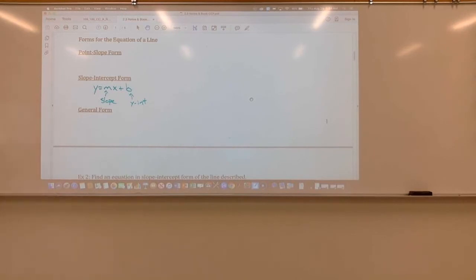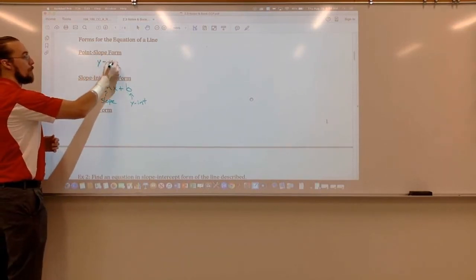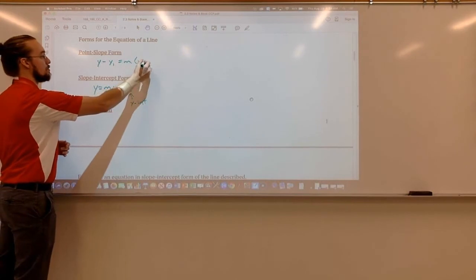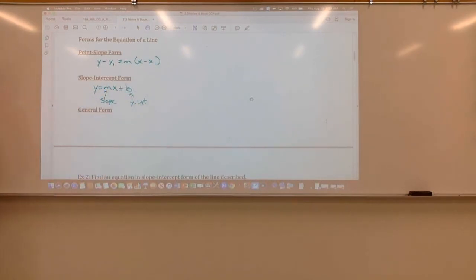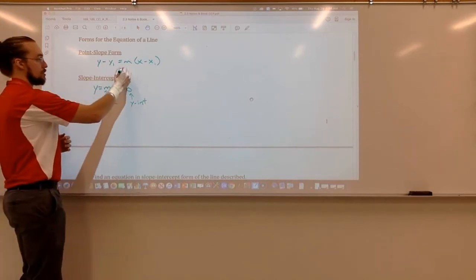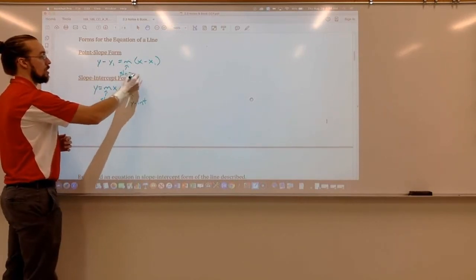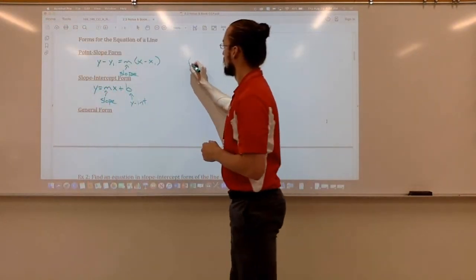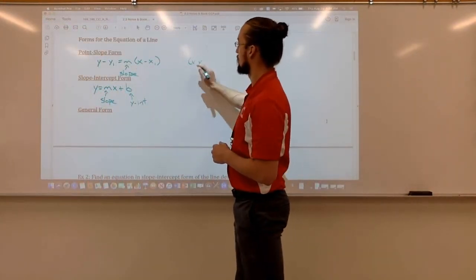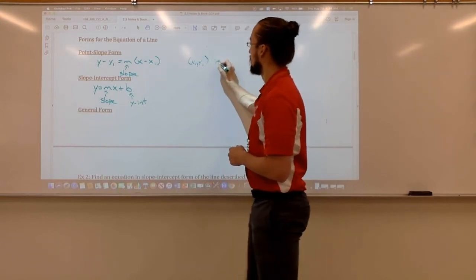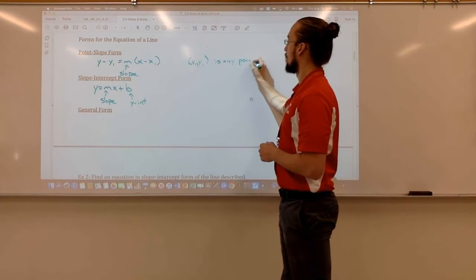What about point slope? What's the point slope form of a line? I think slope intercept is the one you use most often, right? Point slope is y minus y1 equals m times x minus x1. Okay? Where m is still the slope, but the coordinate point x1, y1 is any point on the line.